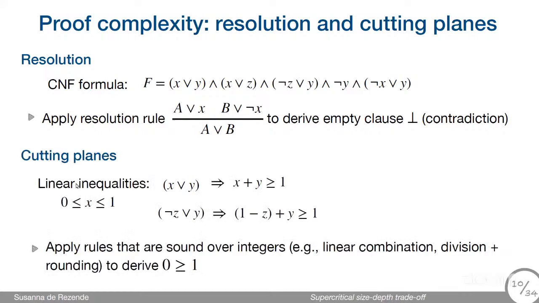Another proof system that we're going to be interested in is cutting planes. Here, instead of clauses, we write linear inequalities. And we're going to apply rules that are sound over integers. We also include the inequalities that each variable is between 0 and 1. And then we do reasoning over integers. We can take linear combinations, we can take division and rounding. It won't be very important exactly what the rules are. But it's a sound proof system over integers using linear inequalities.